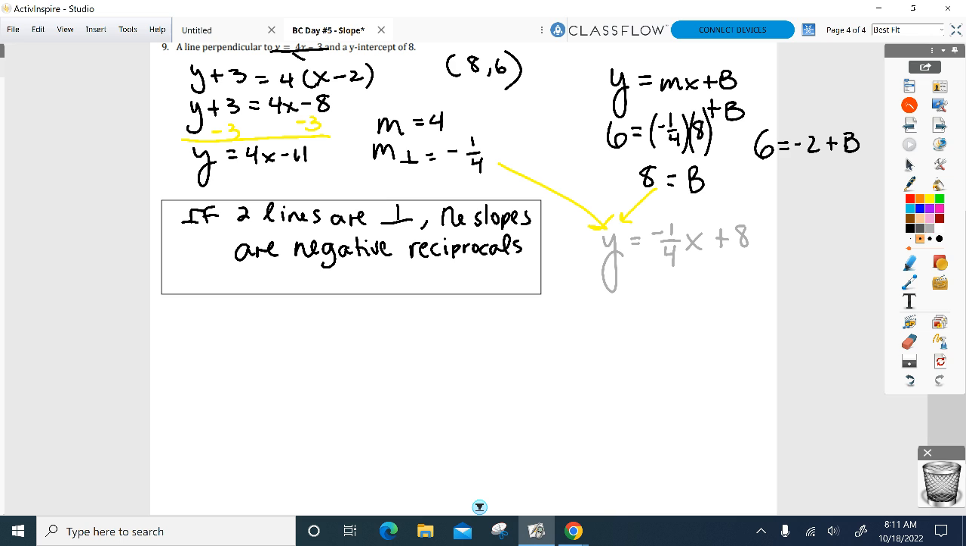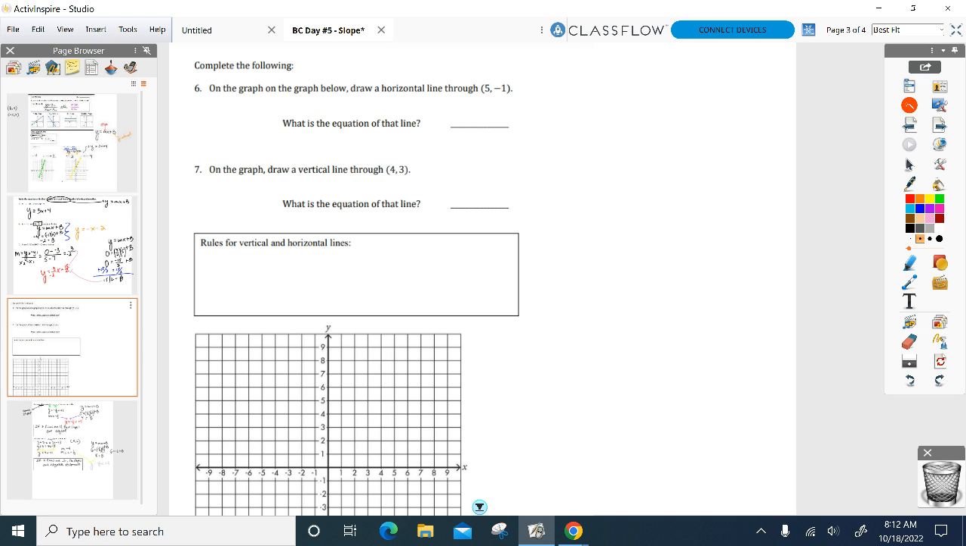Okay, so parallel lines have the same slope. Perpendicular, they've got to be flipped and the sign's got to be changed. All good? Because the last thing I've got to go over are 2 special lines. All right, let's do it. 2 special lines. This should be fun.